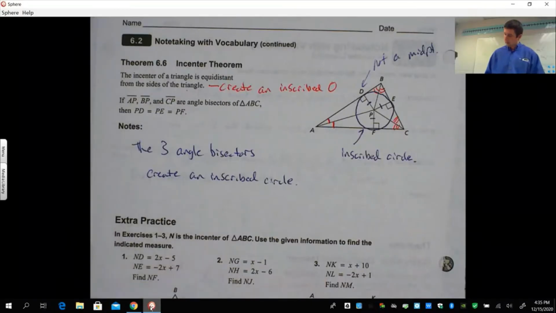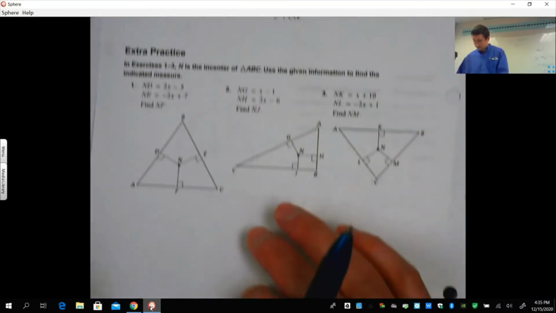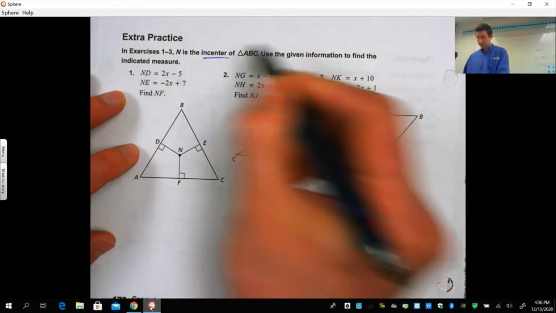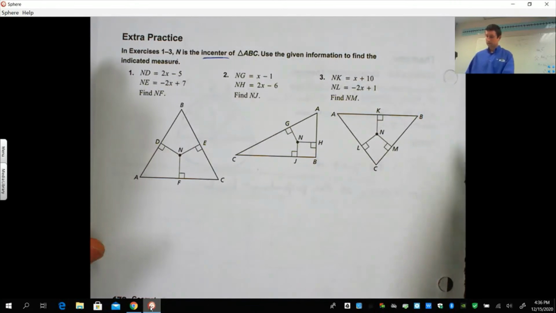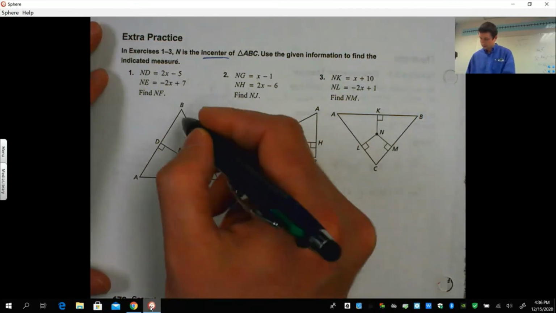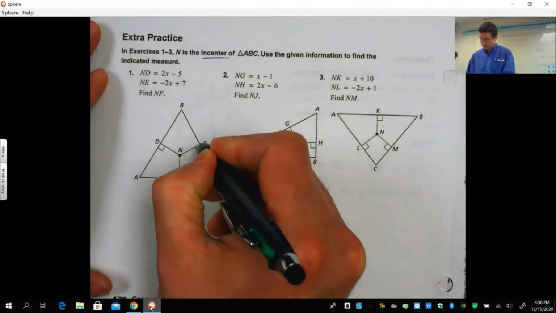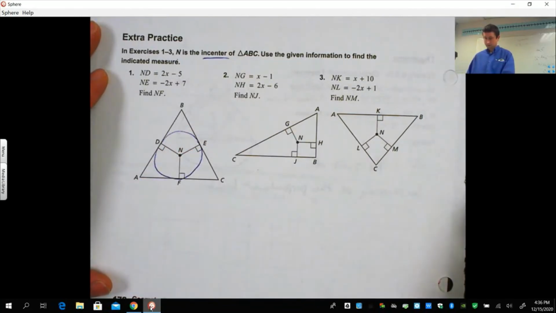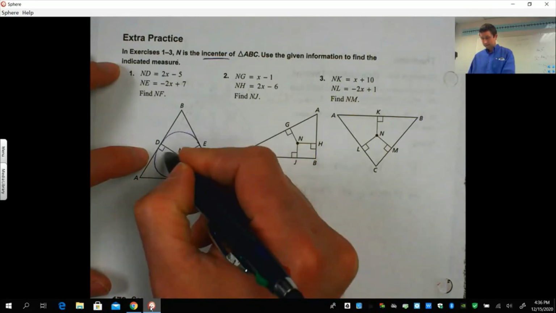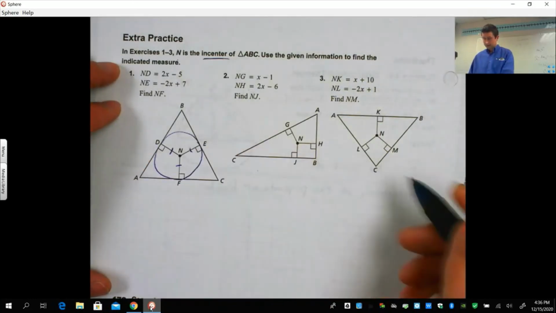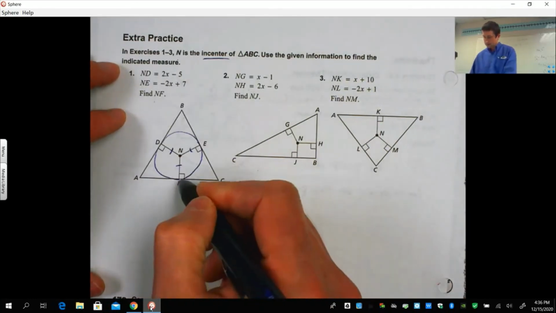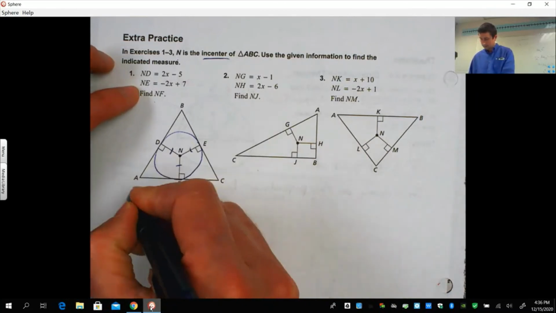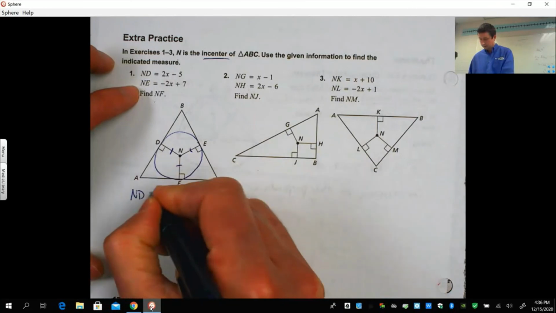So when you go down to these, it's telling us the N is the incenter of triangle ABC. Use the given information to find the indicated measure. So if this is the incenter, that means you can draw this circle right there. So it's the same distance. That has to equal that, which has to equal that. They want the length from N to F, and they say ND equals NE. So we know ND has to equal NE.